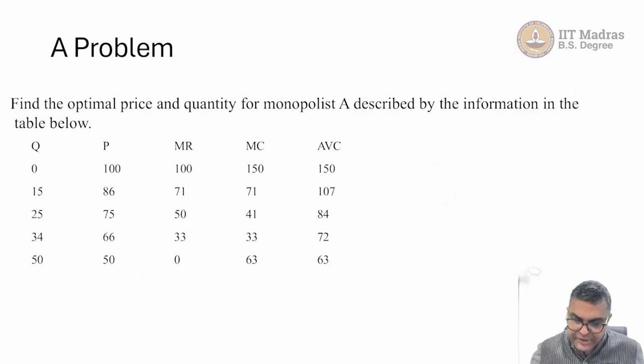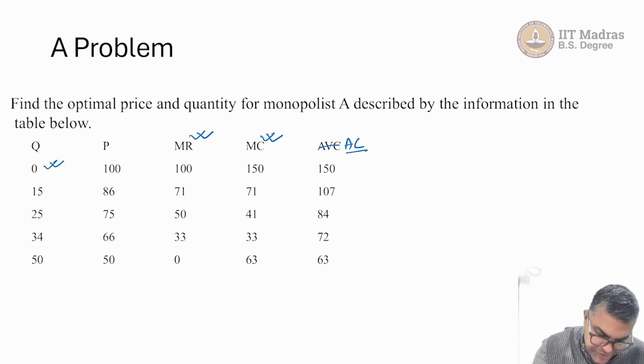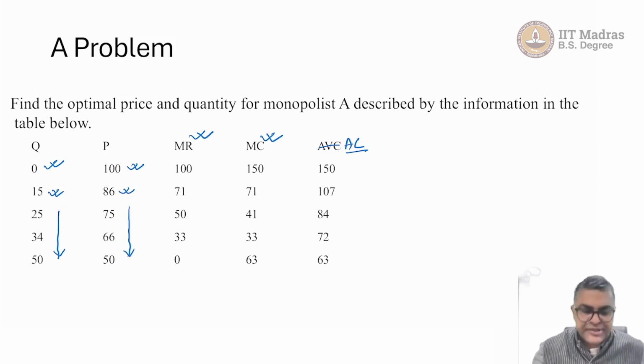In the next question, in fact this should be AC, we look at a problem that a monopolist is facing. Instead of giving you the whole curve, we give you price quantity combinations and the corresponding marginal revenue, marginal cost, as well as average cost. So when Q is 0, P is 100, when Q is 15, P is 86, and so on. As Q is increasing, P is decreasing, so of course they are moving in opposite directions. So that is clearly a demand curve.